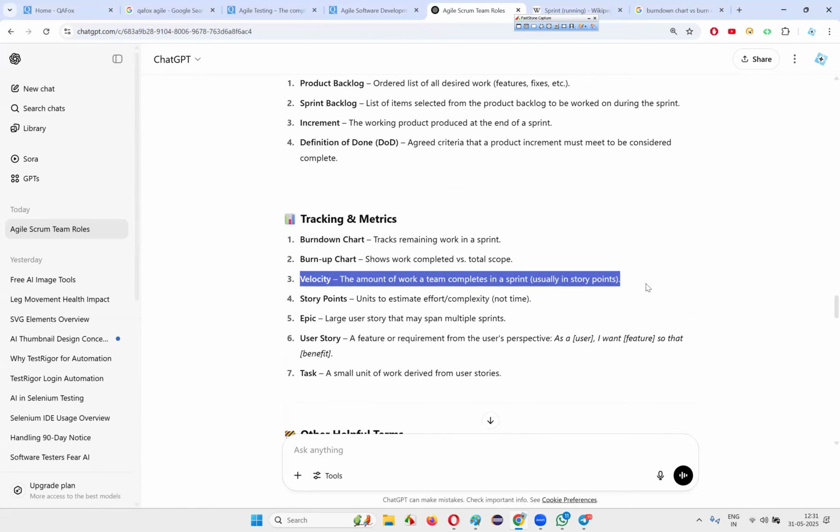Next thing is velocity. Velocity is the speed at which the agile team is working in the sprints. Usually after a good number of sprints are completed, is it possible to estimate the velocity, yes or no? Is it possible to find out the speed at which the team is working in the sprints? After the development team has done some work in a good number of sprints, is it possible for us to calculate the velocity, the speed at which the team can complete the work?